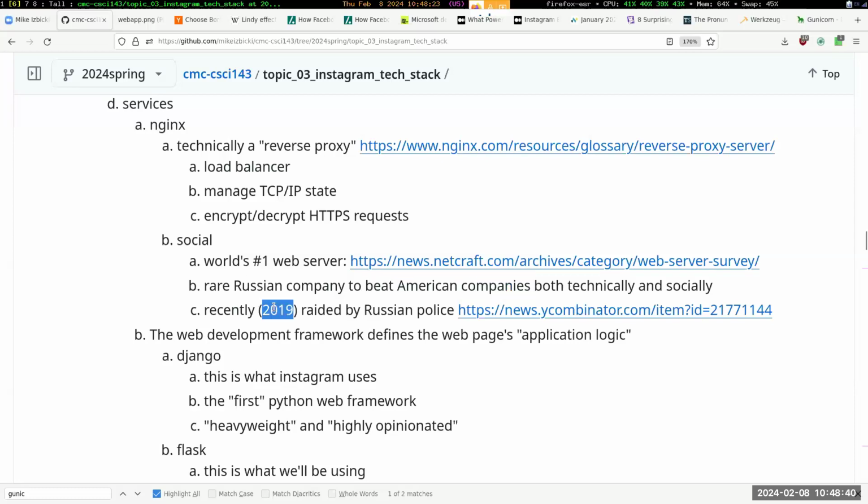At the time in 2019, they were raided by the Russian police because there were many web servers using Nginx that were hosting anti-Putin stuff, and Russia didn't like that. And so popularity has been going down a little bit since then because of perceived political pressure on them, but still the most popular.